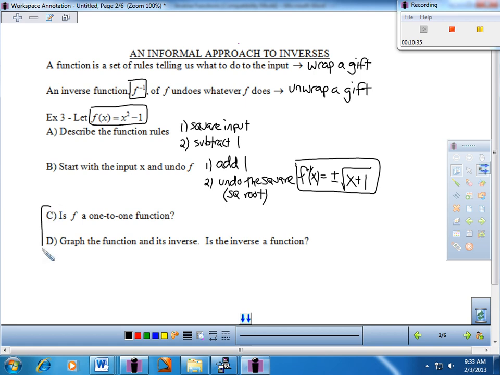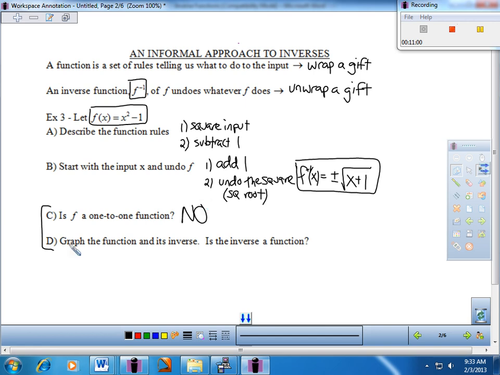C and D. If you don't mind, tie them together, because whatever we answer for C probably will be the same for D. So first and foremost, is f a one-to-one function? Let's go back to that beginning. Can you envision the graph of x squared minus 1? By the way, which is, of course, just a parabola. Is that going to pass the horizontal line test? Absolutely not. If it doesn't pass the horizontal line test, it's not one-to-one.